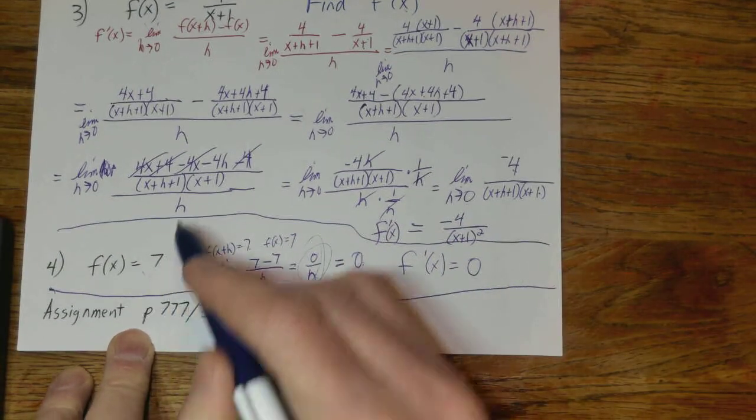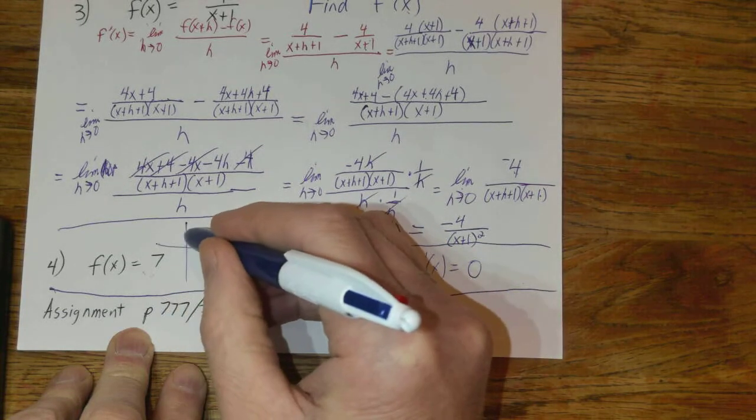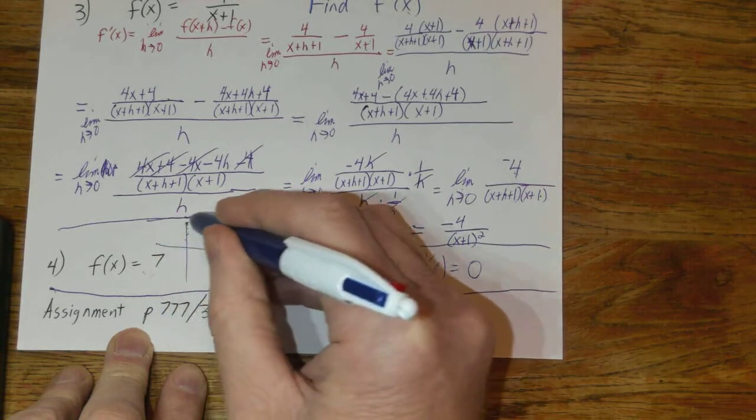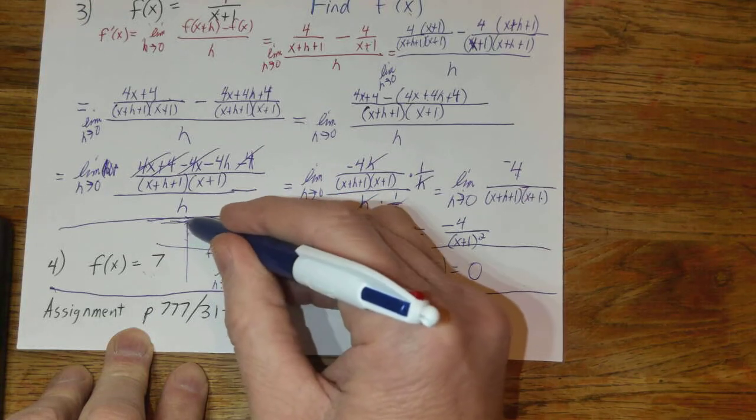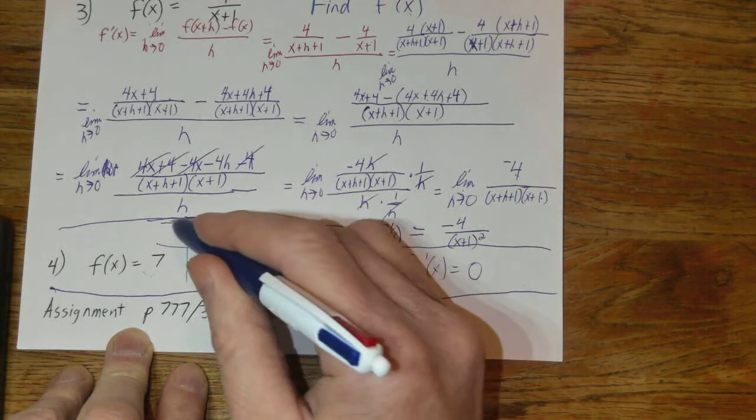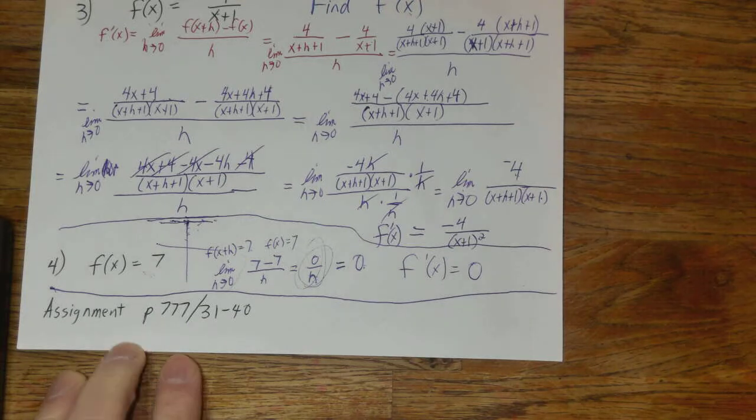And I think that should make sense. This is the graph of this. 1, 2, 3, 4, 5, 6, 7. The graph is a horizontal line right here. The slope is always 0. No matter what point you're at, the slope is always going to be 0.